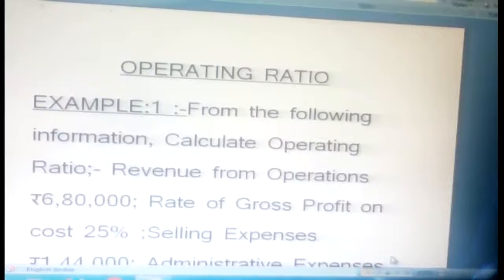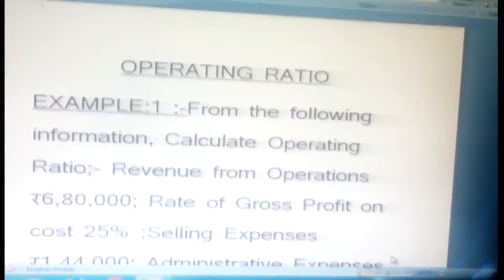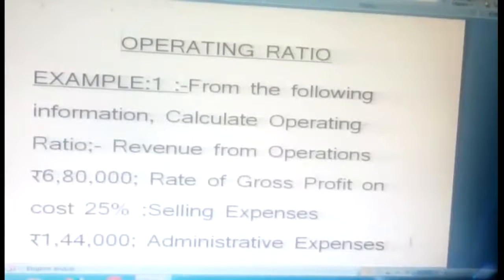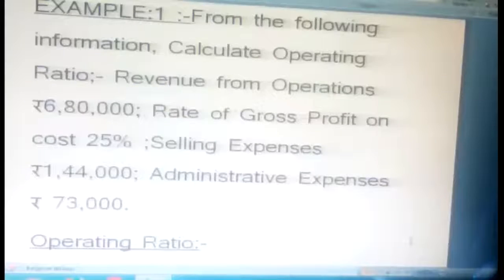Okay, now we are going to discuss operating ratio problems. From the following information, calculate operating ratio. Revenue from operations, they given 6,80,000. Rate of gross profit on cost 25%. Selling expenses, they given 1,44,000. Administrative expenses 73,000.